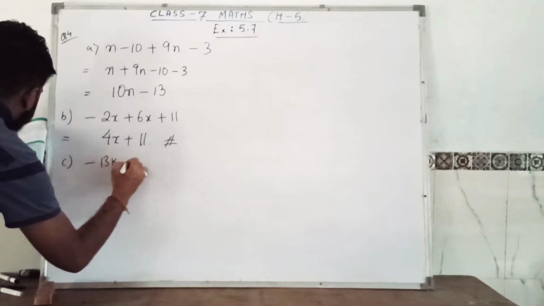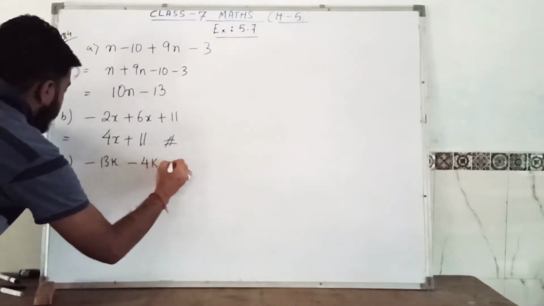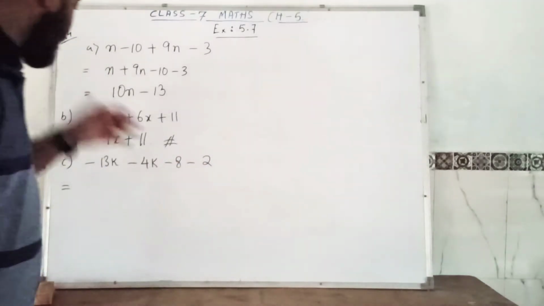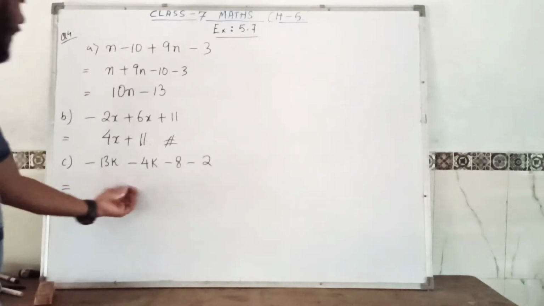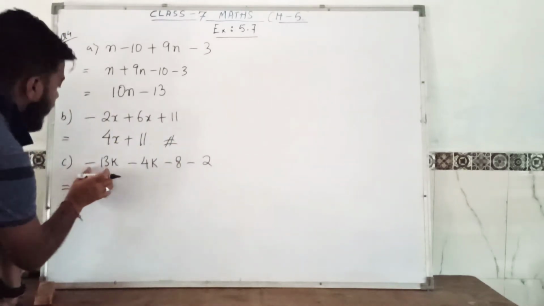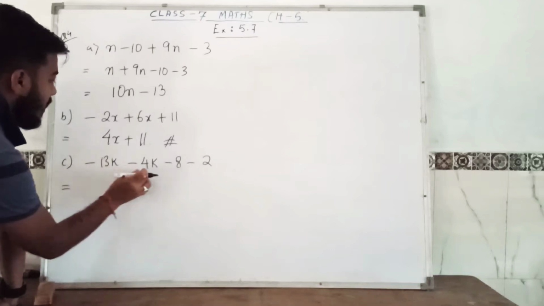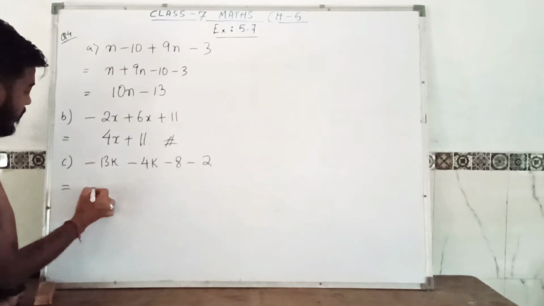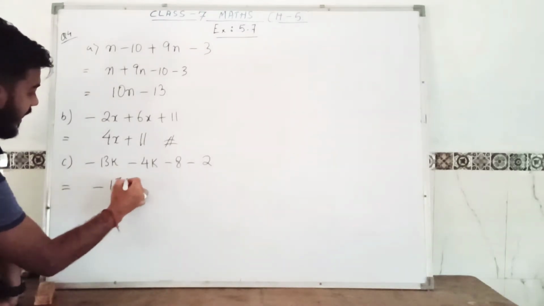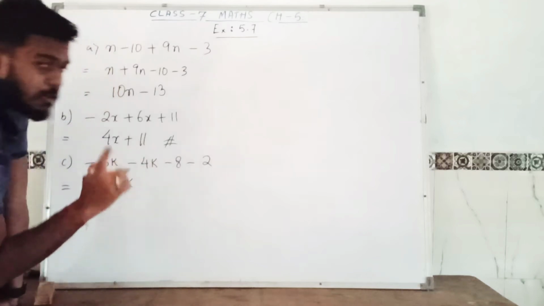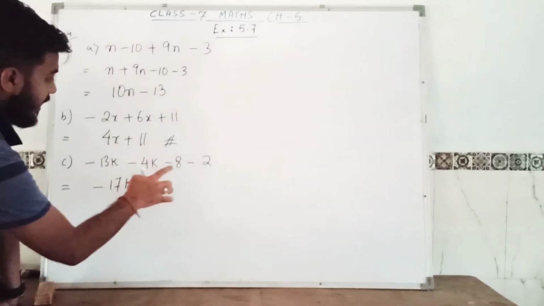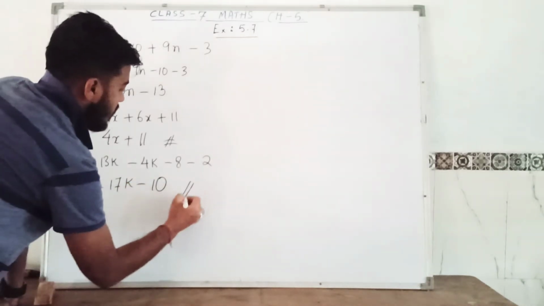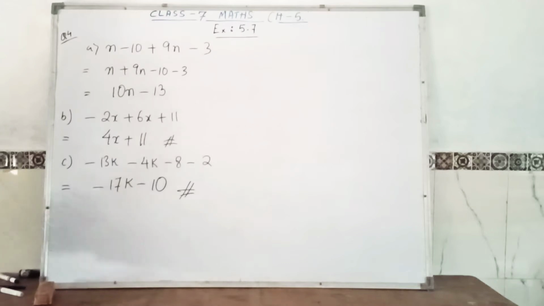Let us see number C. Minus 13k minus 4k minus 8 minus 2. Do you think you have to arrange or something? No, it's already arranged. So minus minus is plus. 13 plus 4 is your 17. But 13 is bigger and it has a minus sign, so it will give you minus 17k. Again, 8 plus 2 is your 10. 8 has the bigger minus sign, so minus 10. Yes or no? So you can keep the answer like this.